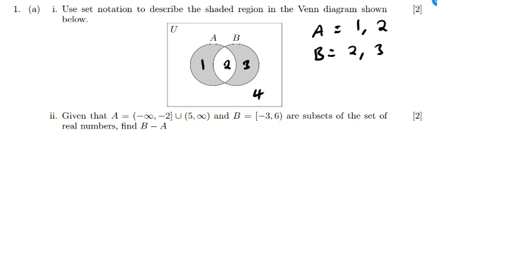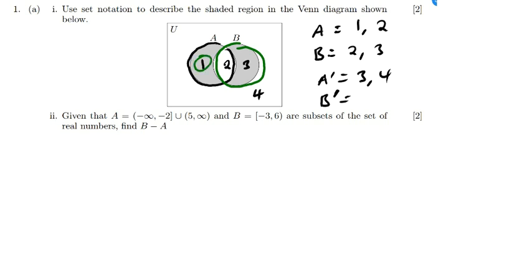Now we need also to list A complement. My A complement in this case is going to be the numbers which are not found in A, so that is just 3 and 4. What is our B complement? The numbers which are not found in B. It's just 1 and 4.